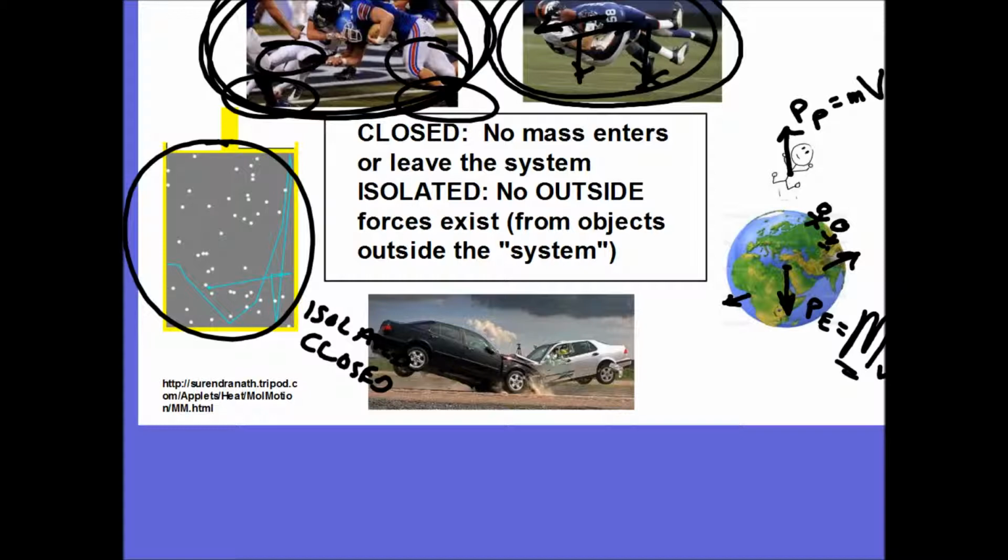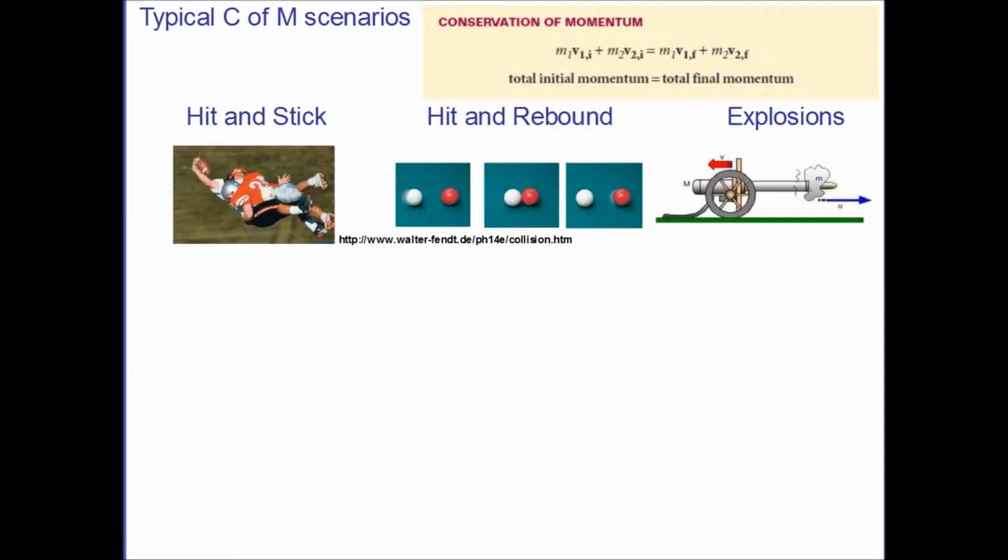Conservation of momentum is used to describe collisions all the time, and we'll look at some of those examples as well. Now, we have some typical conservation of momentum scenarios. This helps us write the equations that describe the relationships between momentum before and after. Hit and stick, that's my term. Hit and rebound, that's my term. Explosions, you've heard of that before.